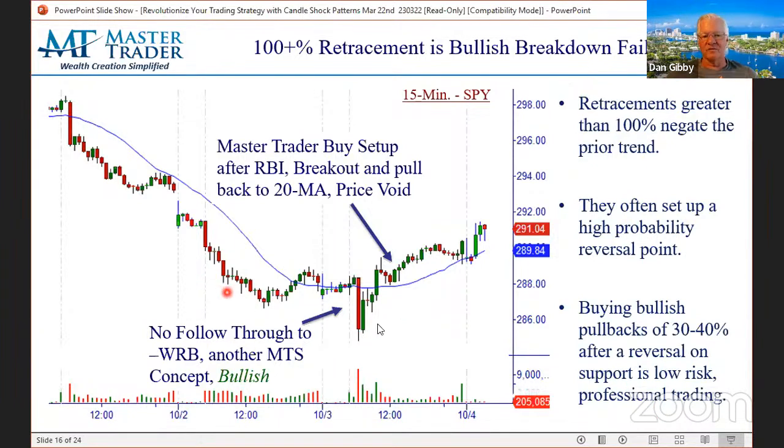Retracement concepts are very valuable. So I have a greater than 100% retracement. I have ugly red. Look, that's the biggest ugly red bar, at least on this chart, negated. I have a price void. And now I have the master trader buy setup, which is a retracement and reversal on support and uptrend. No brainer day trade entry right there.